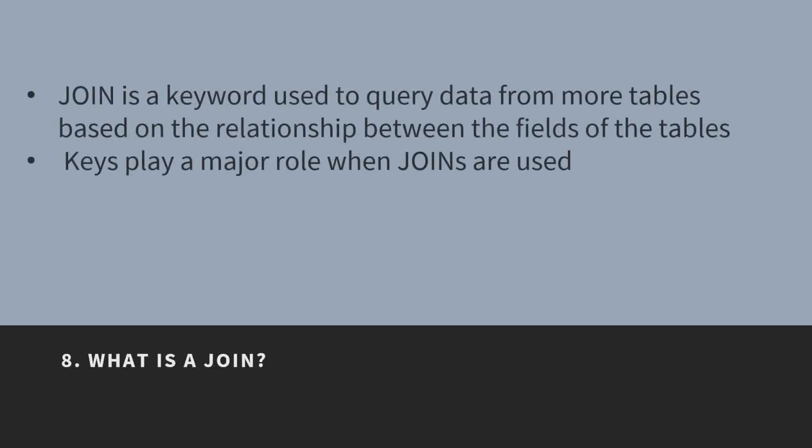What is a join? Join is the keyword used to query data from more tables based on the relationship between the fields of the tables. Keys play a major role when joins are used.